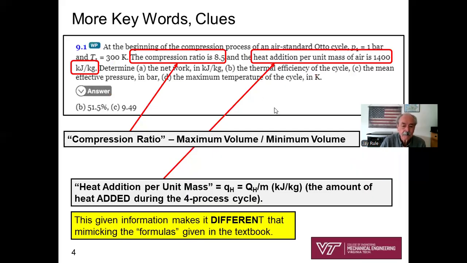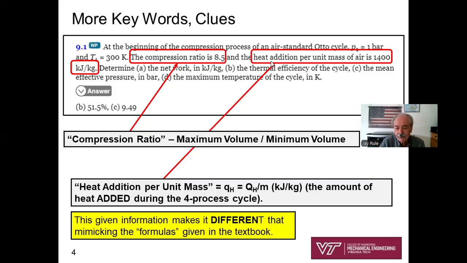Okay. Given in the problem, the compression ratio is 8.5. That's very important. That's going to be R in your book, and we'll talk a little bit more about that. Compression ratio is the ratio of the maximum volume, bottom dead center, divided by the minimum volume, top dead center. So it's a volume ratio.